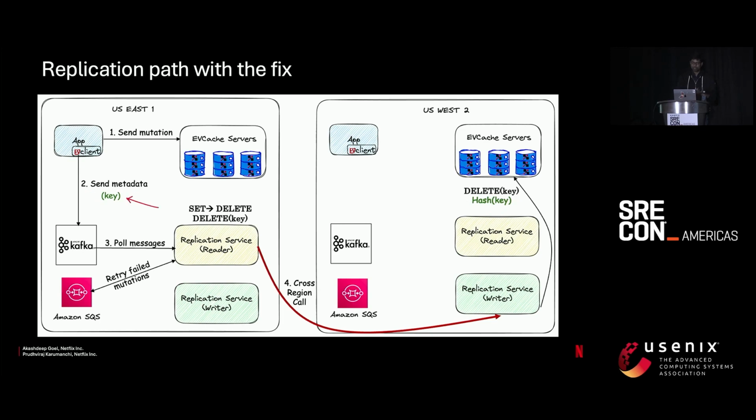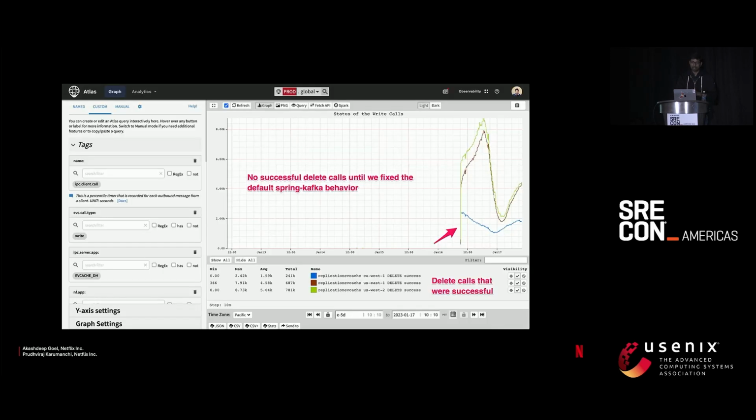So the fix was: don't do any hashing in your replication library, and that got us out of the soup. And this is a graph that demonstrates that the delete call started being successful once we got out of this issue.